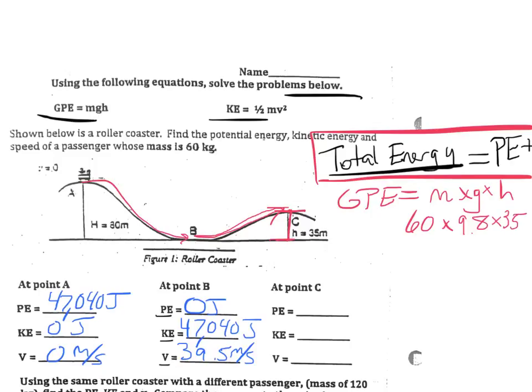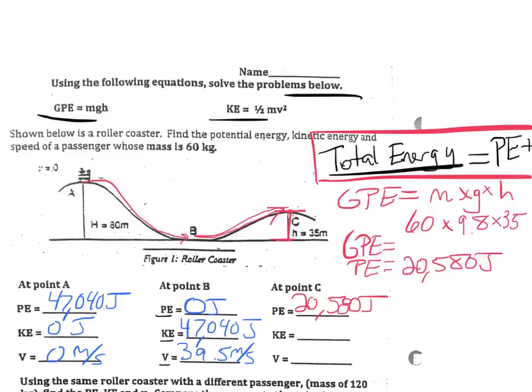I'm going to plug those into my calculator, and I'm going to get that the gravitational potential energy, or just the potential energy, because that's the only form of potential energy we have in this roller coaster, is 20,580 joules. So at point C, that roller coaster has climbed up and gained back 20,580 joules of energy.